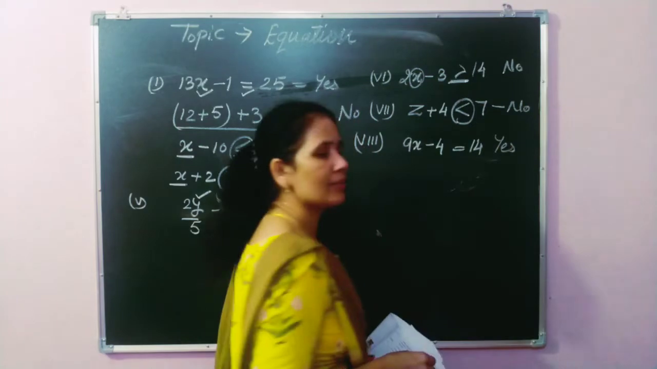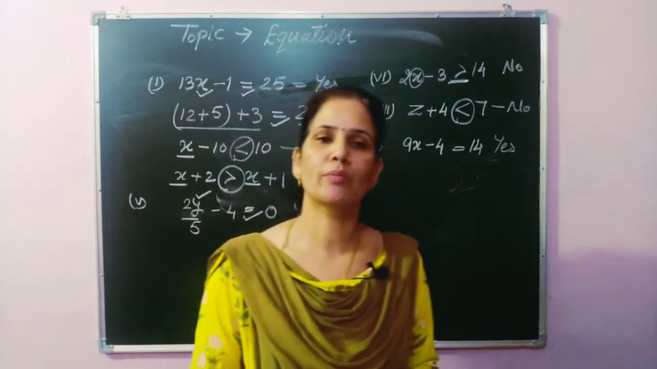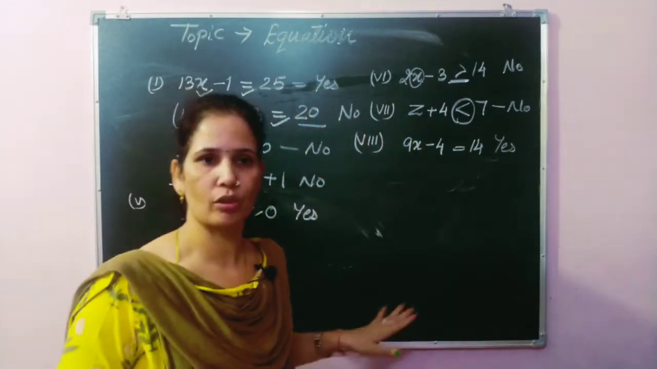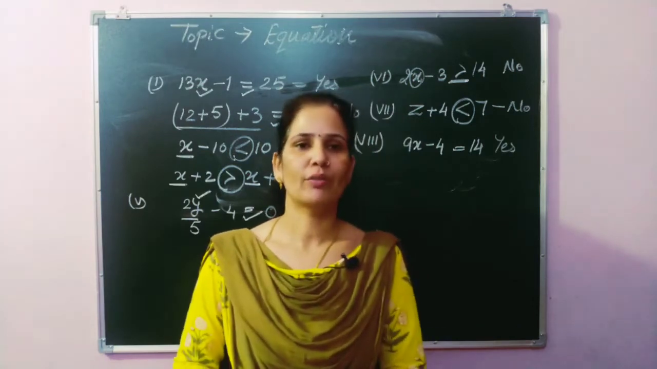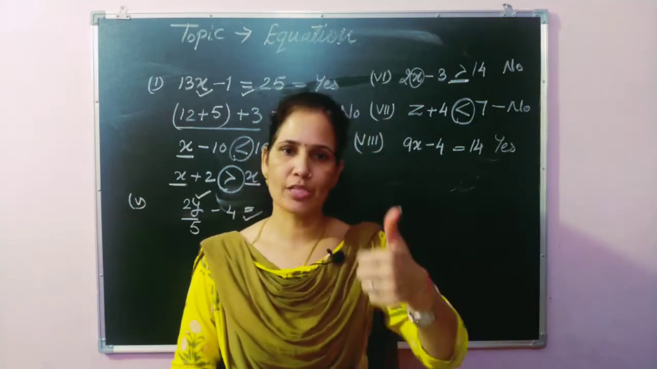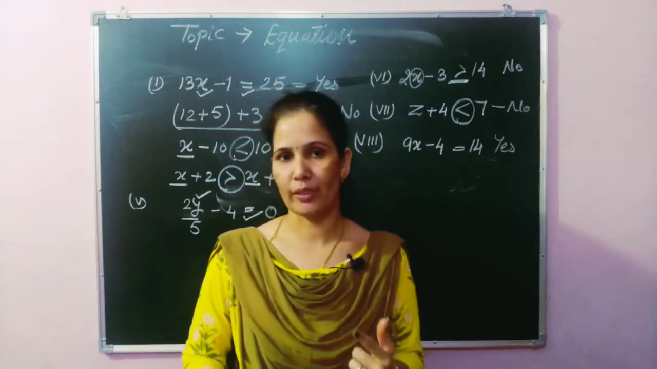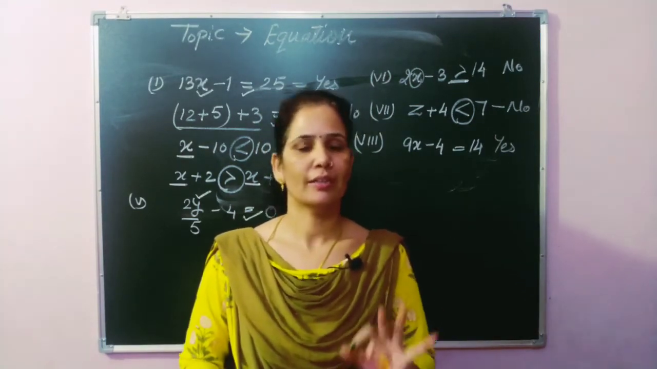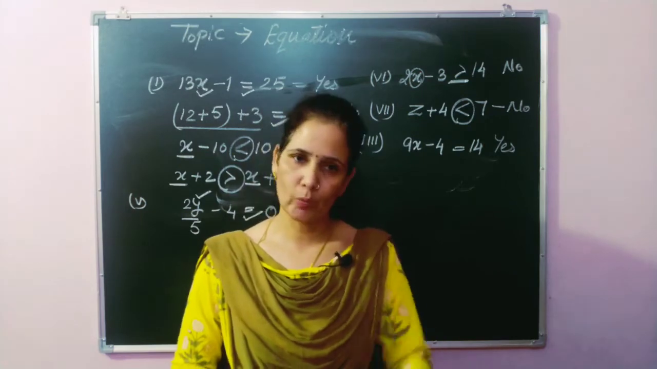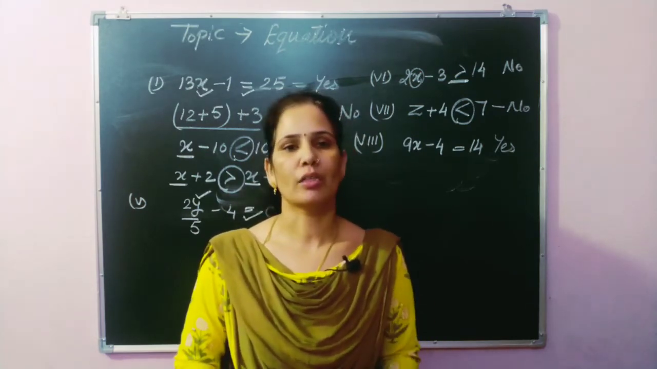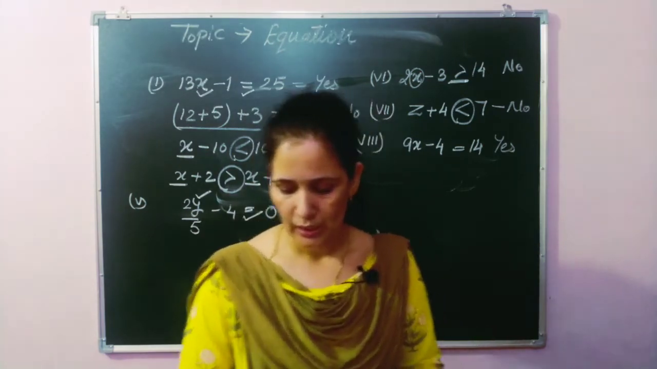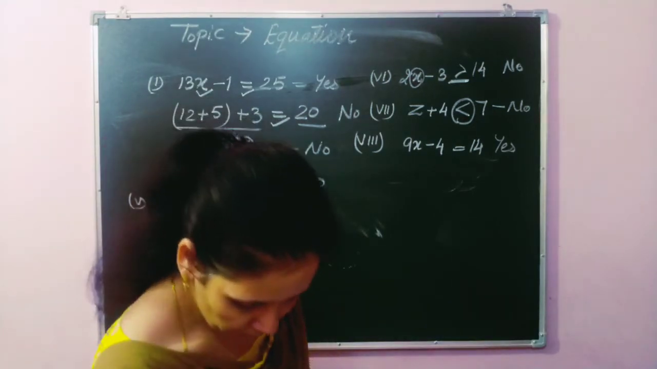I hope you better understand how we come to know whether a given statement is an equation or not. To find this out, we have to observe only two things. First, the equal sign should be there. Second, a variable should be there. If the variable is not given, then it's not an equation. If the equal sign is not given, then also it's not an equation. Okay, students.